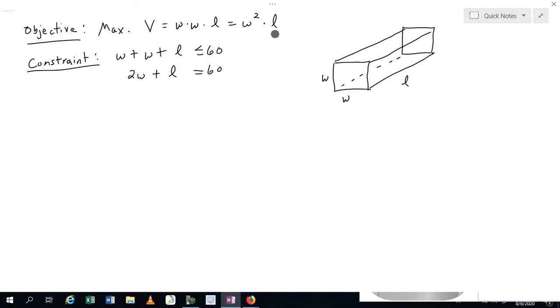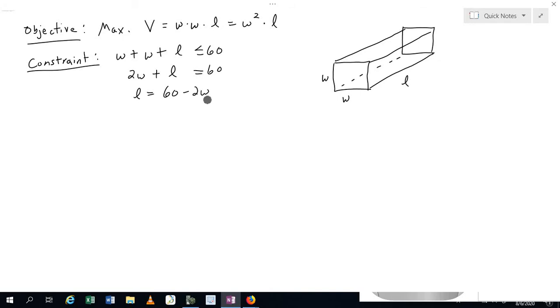Okay, once you have the constraint equation, our next goal is to try to get this objective equation written in terms of one variable. Right now it's written in terms of W and L. Now, using the constraint equation, we can actually get this objective equation written in terms of just one variable. So what I'm going to do here is solve for L in this equation, and then substitute it in for the L in the objective equation. Okay, so to solve for L here, you can just subtract the 2W over to the right-hand side.